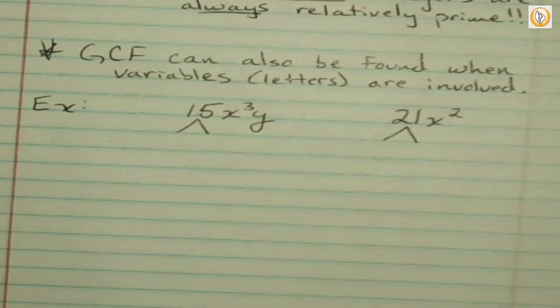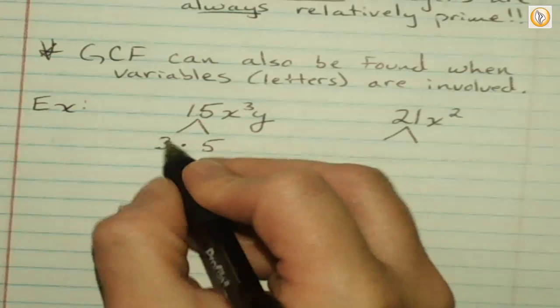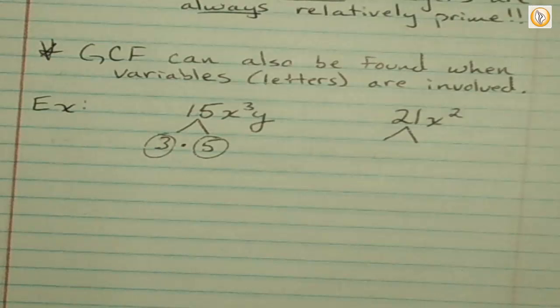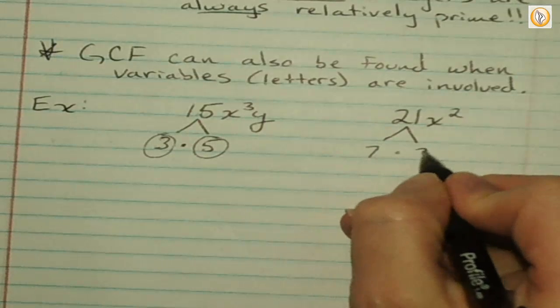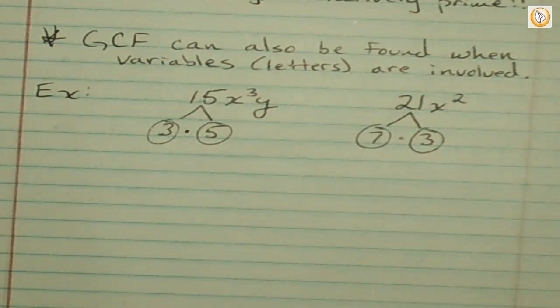So what two numbers when multiplied give me 15? 3 times 5. 3 is prime and 5 is prime. I'm leaving the letters alone. What two numbers when multiplied give me 21, Joanne? 7 times 3. And those are prime. Y'all have this down? Yes.